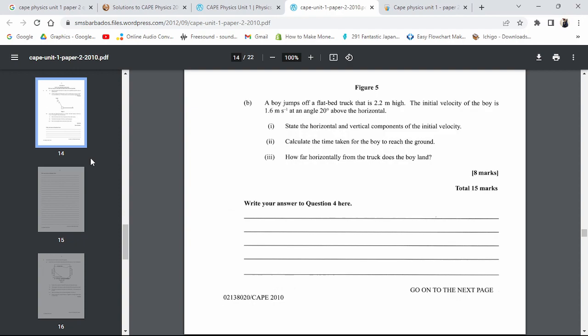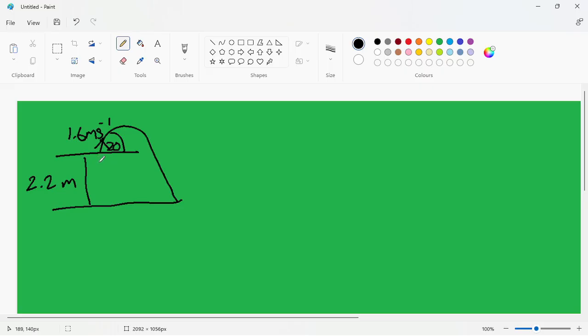The first part of the question asks us to state the horizontal and vertical components of the initial velocity. In order to do that, we're going to have to use some trigonometry. The vertical component of this initial velocity, if we can write it over here, this is the initial velocity, which is 1.6. And then the vertical component of this velocity is going to be this component here. So this is the angle, and this is the vertical component.